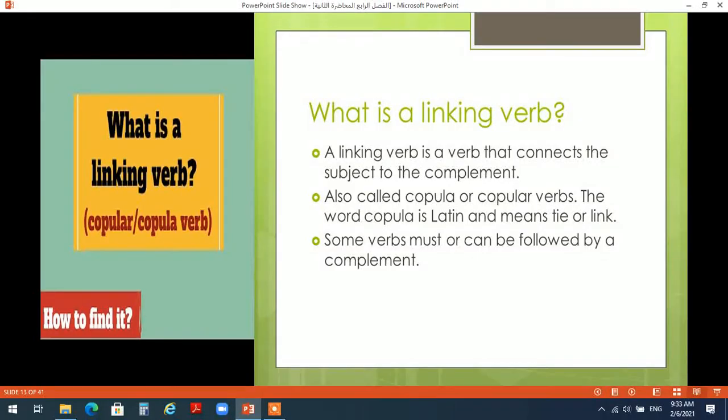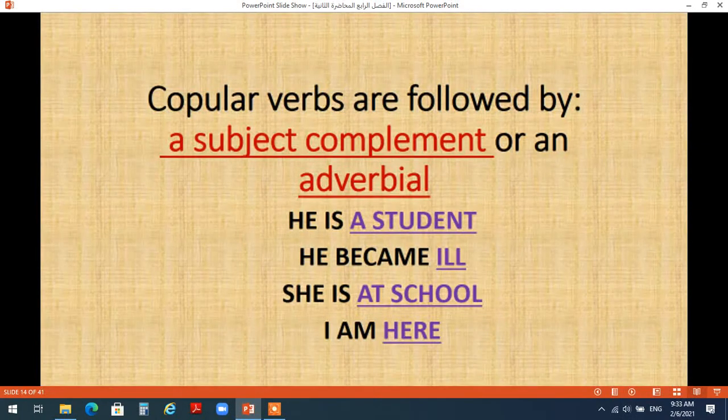Some verbs must or can be followed by a complement. إذن بعض الأفعال ينبغي أن تكون متبوعة بما يسمى بالcomplement اللي هو قلنا عبارة عن وصف أو some additional information. Now, as you see, copular verbs are followed by either a subject complement or an adverbial. إذن عادة الأفعال copular verbs أو linking verbs تتبعها أما subject complement أو an adverb.